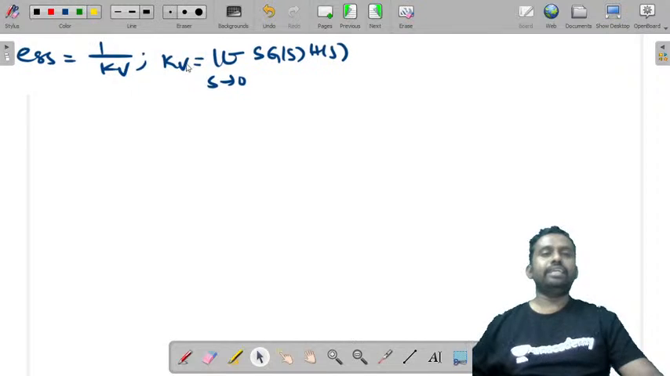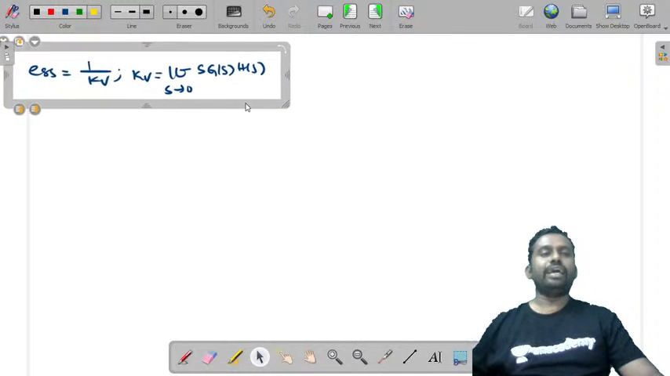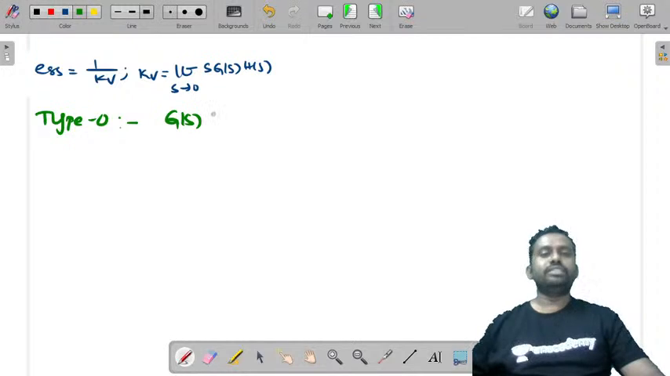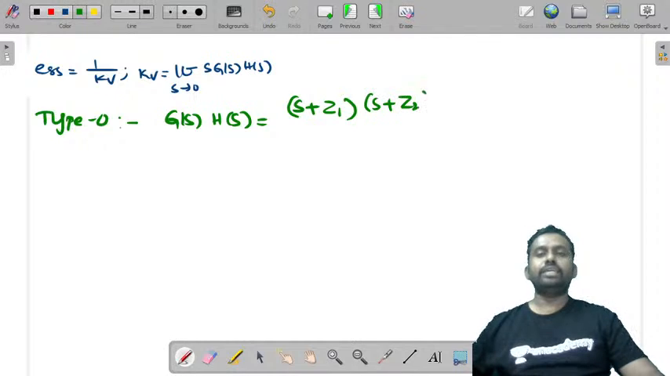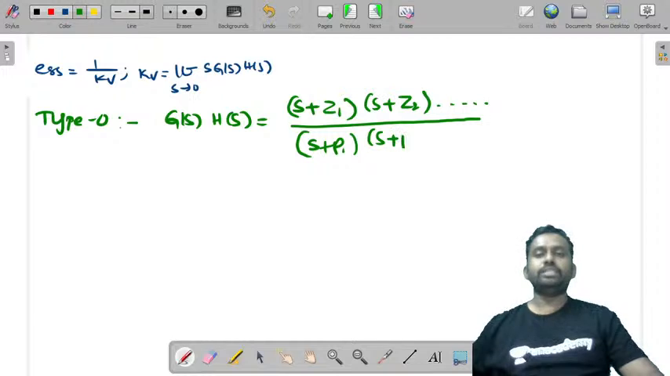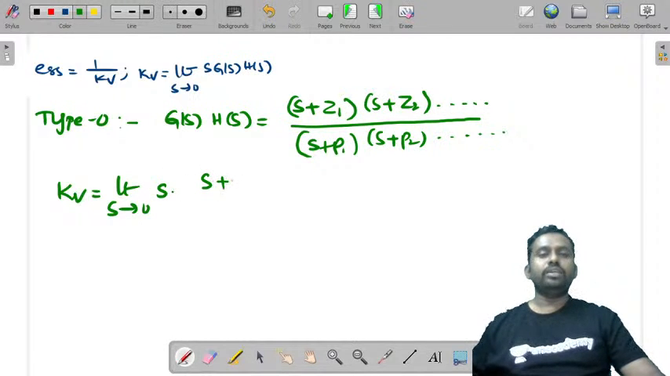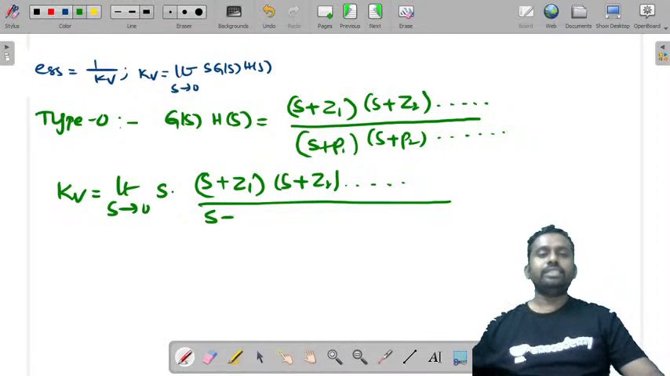So this is the steady state error and kv value, that is, the steady state error for ramp input. Let's consider the types of the system. If we take a type 0 system, what is g of s into h of s? As I have already told you, it is s plus z1 into s plus z2 and so on, by s plus p1 into s plus p2 and so on. This is a type 0 system. Now let's find the kv value for that: limit s tends to 0, s into s plus z1 into s plus z2 and so on, by s plus p1 into s plus p2 and so on.